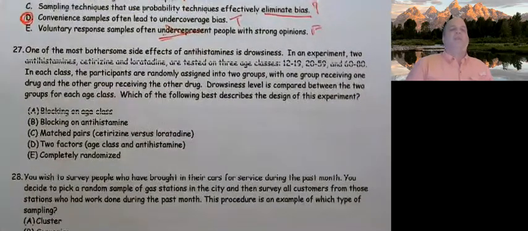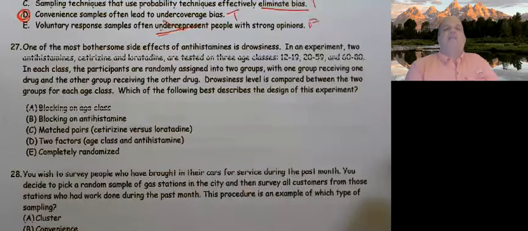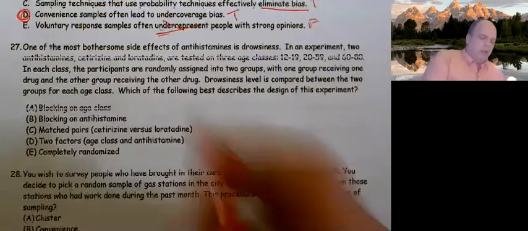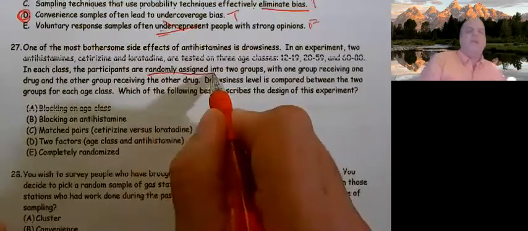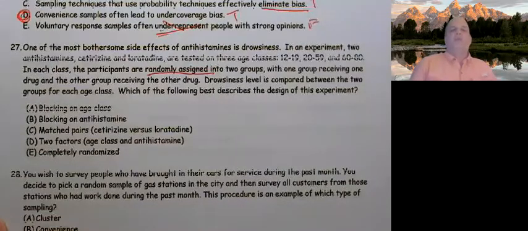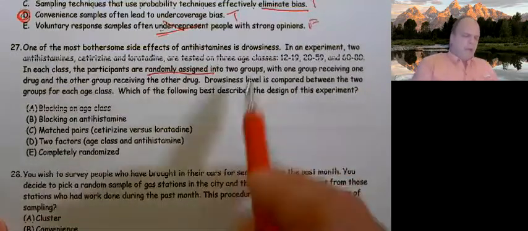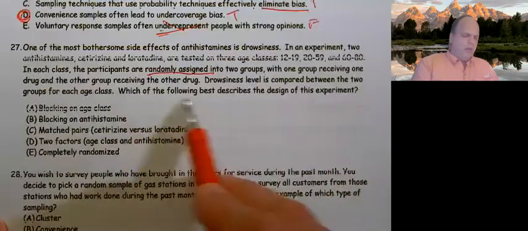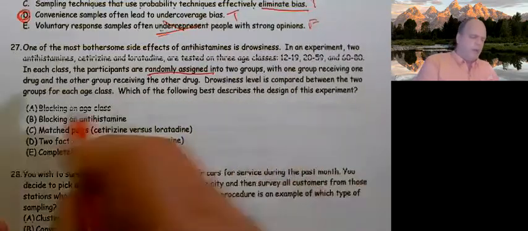Number 27. One of the most bothersome side effects of antihistamines is drowsiness. In an example, 2 antihistamines are tested on 3 age classes, 12 to 19, 20 to 59, and 60 to 80. Once again, I broke them down into groups. In each class, the participants are randomly assigned. So this tells me I'm working with an experiment, and I broke them into groups. It's important. Which of the following best describes the design of the experiment?